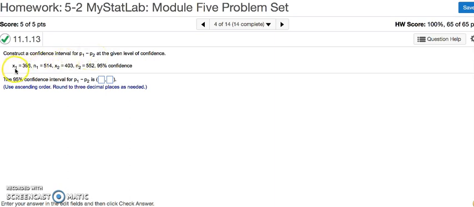In our case, we have x1 is equal to 396, n1 is equal to 514, x2 is equal to 403, n2 is equal to 552, and our confidence level is 95%. So let's go ahead and open StatCrunch.